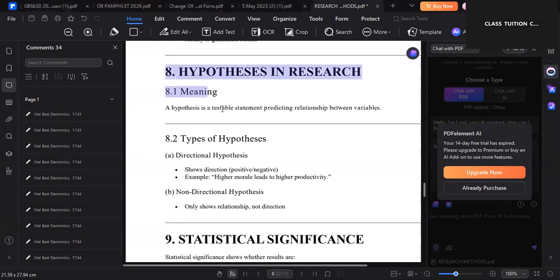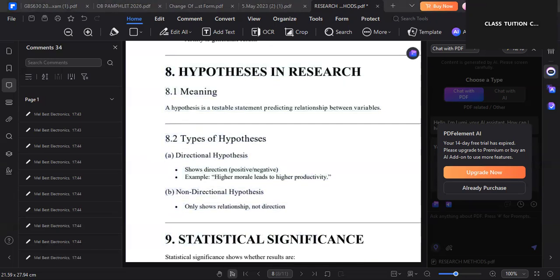Then we go to the aspect of hypothesis. What is hypothesis in research? Hypothesis is simply a statement that is testable. We have the null and the alternative hypothesis. It is a testable statement that predicts a relationship between two or more variables. So it is a quantitative aspect. The importance is that it gives direction of the research and helps in data collection.